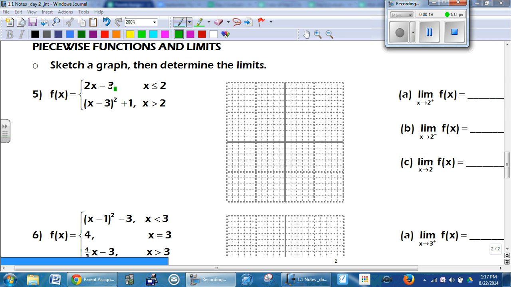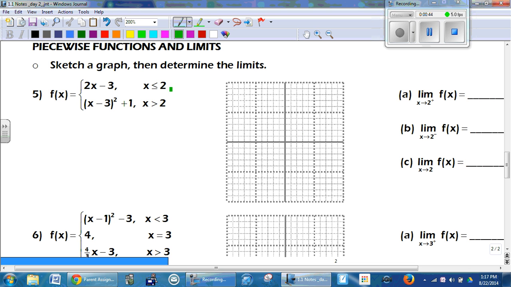Here we're going to have part of the function look like a line, the other part is going to look like a parabola. So let's look at the left half first. This is happening when x is less than or equal to 2. So imagine an invisible line here at x equals 2. The left side is going to be a line, the right side is going to be a parabola. Sometimes in these piecewise functions, the two halves connect at a point, sometimes they don't.